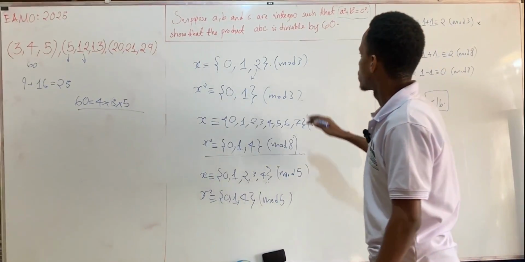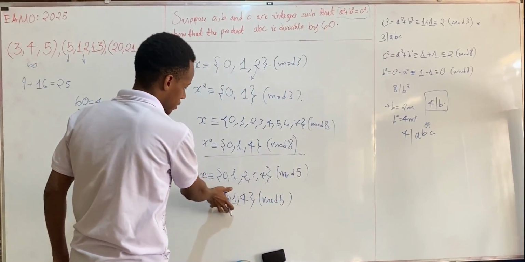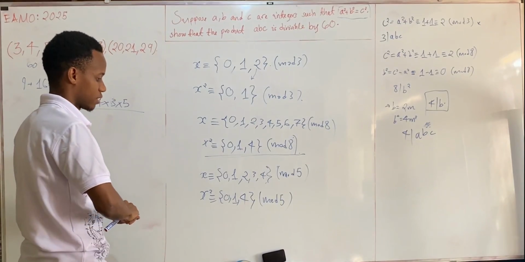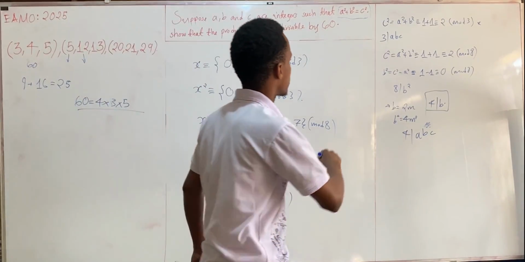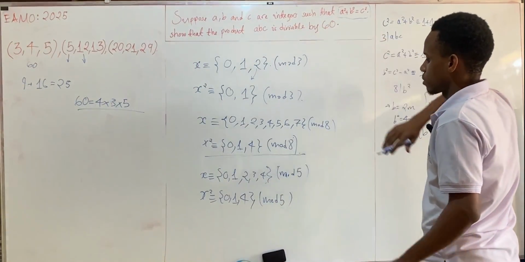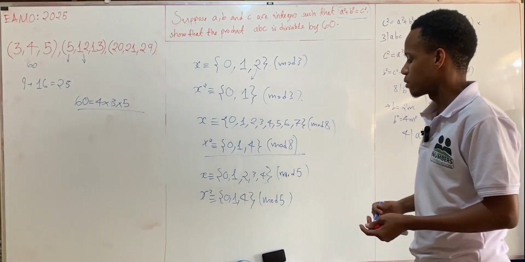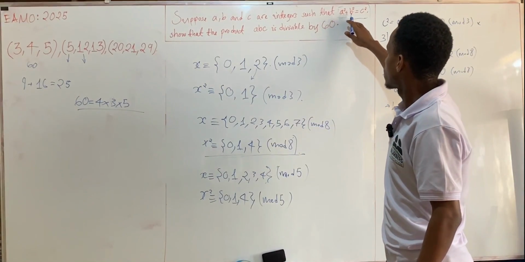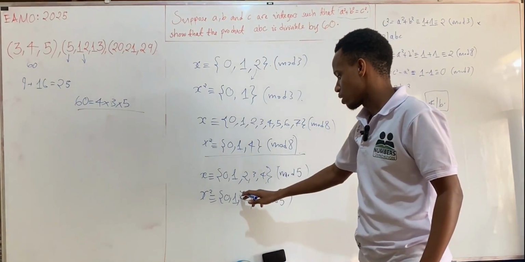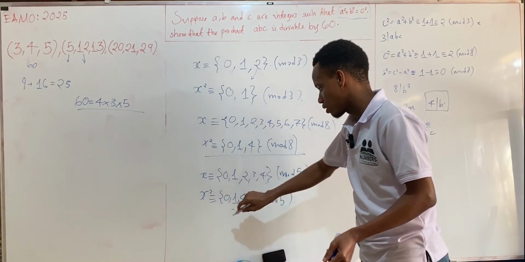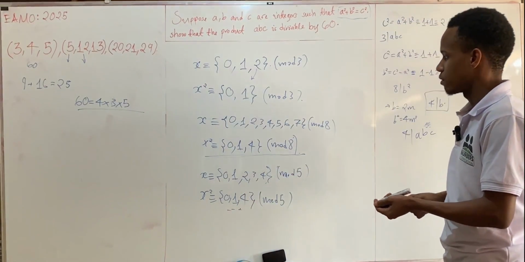So how about 5? For the squares modulo 5, we have already seen that there is 0, there is 1, and there is 4 modulo 5. So in this case, what you get from this equation is that if we assume that neither of them is a multiple of 5, then A squared, B squared, and C squared will be congruent to either 1 or 4 modulo 5.